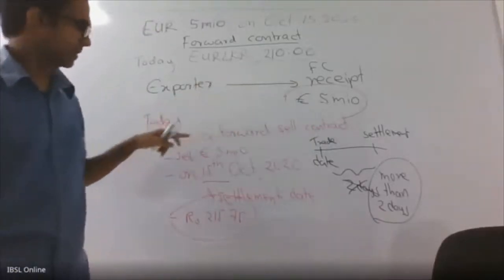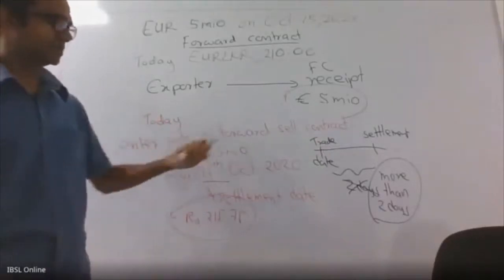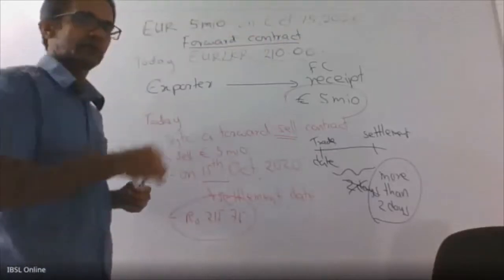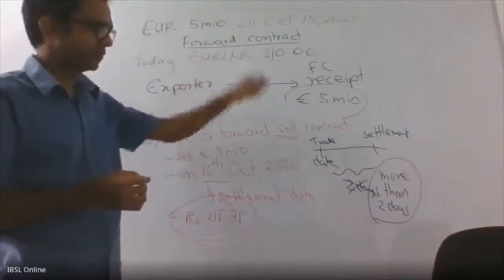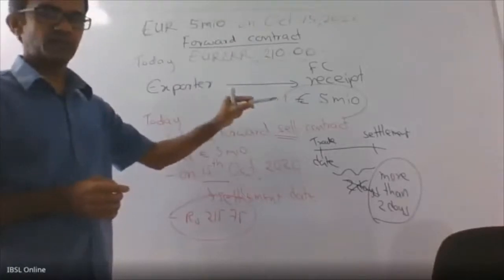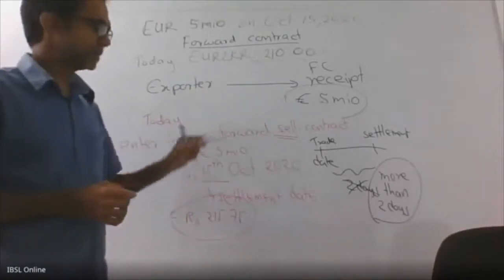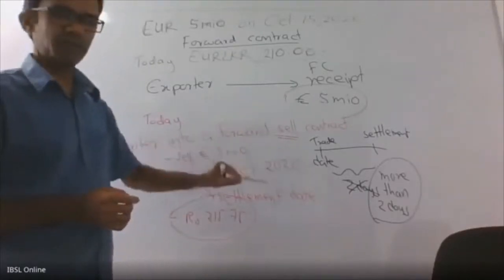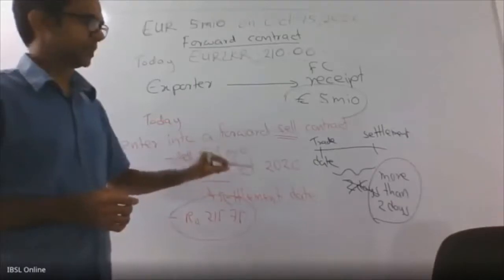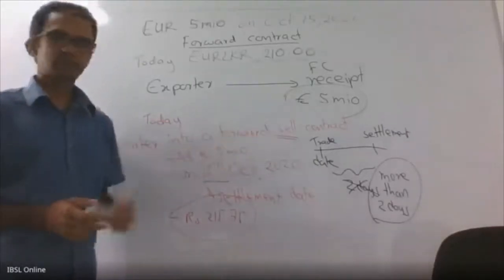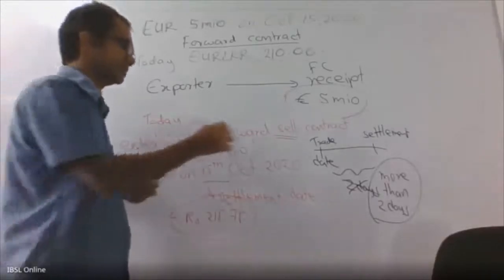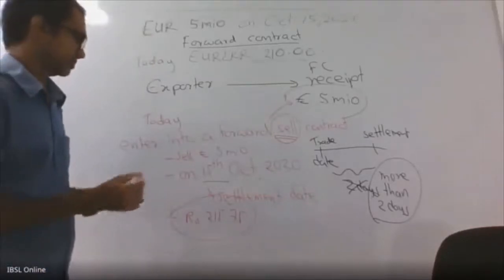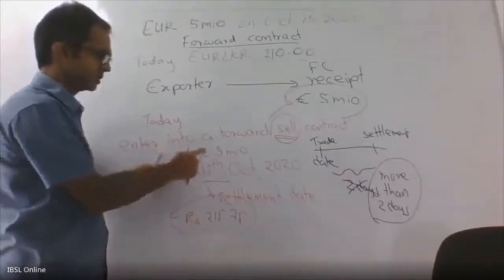So avoid that. What he can do is enter into a forward transaction to sell, because he's having an inflow in future. To convert that foreign currency inflow into rupees, he has to sell. He sells that and buys Sri Lankan rupees. To do that, he enters into a forward sell contract. What he is selling is this foreign currency amount. So he enters into a contract to sell euro 5 million.